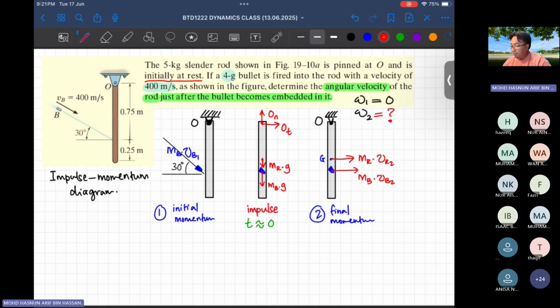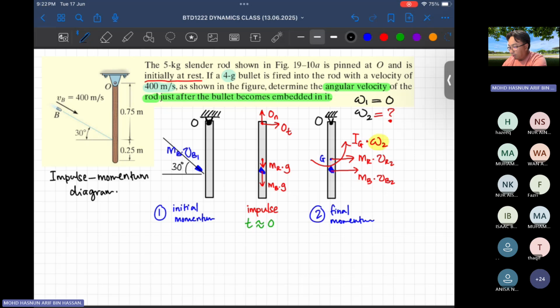And the rod itself will rotate. So we will also have a rotation motion like this. Okay, so the rotation, impulse for rotation is IG of the rod, IG times omega 2. Okay, so if you look here, this is the parameter that we want to find, omega. Okay, so by drawing this impulse momentum diagram, we can identify what are the equations, the momentum that we have, and what is the parameter that we want to calculate, which is now omega 2.